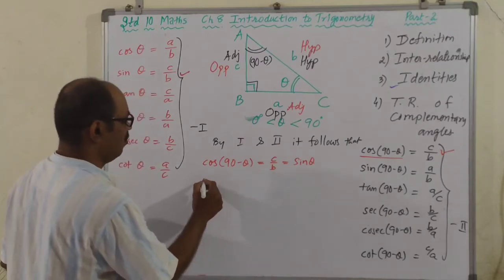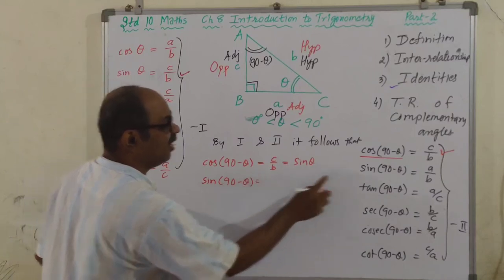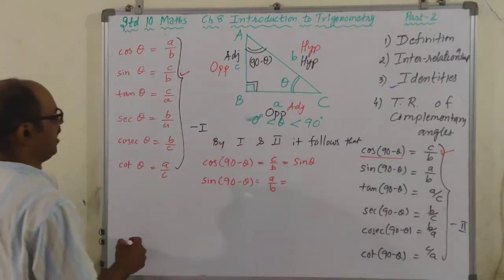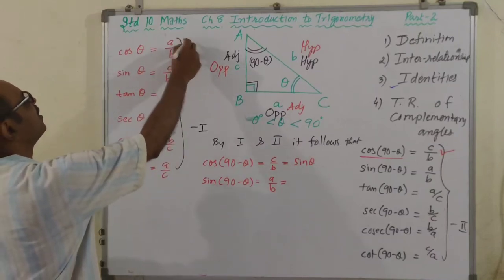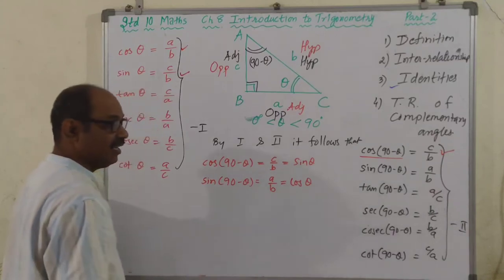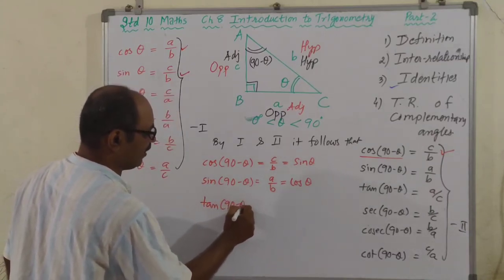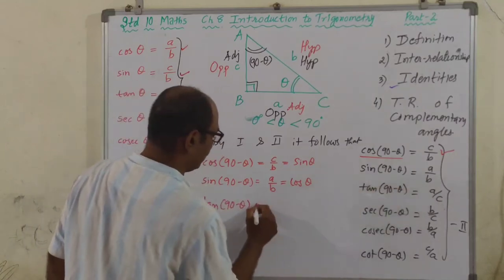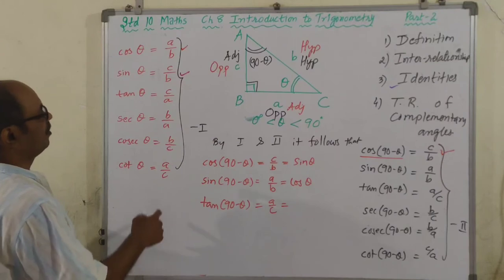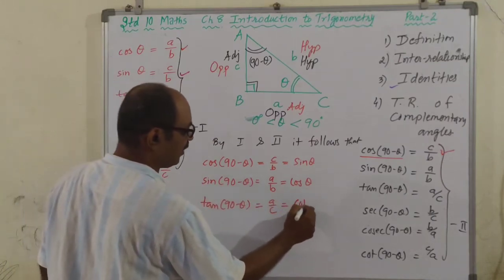Now sine of 90 minus theta. That is A upon B, and what is A upon B? Find out. Here it is. That is cos theta. Next, tan of 90 minus theta is what? A upon C. And where is A upon C? Here it is. That is cot theta.